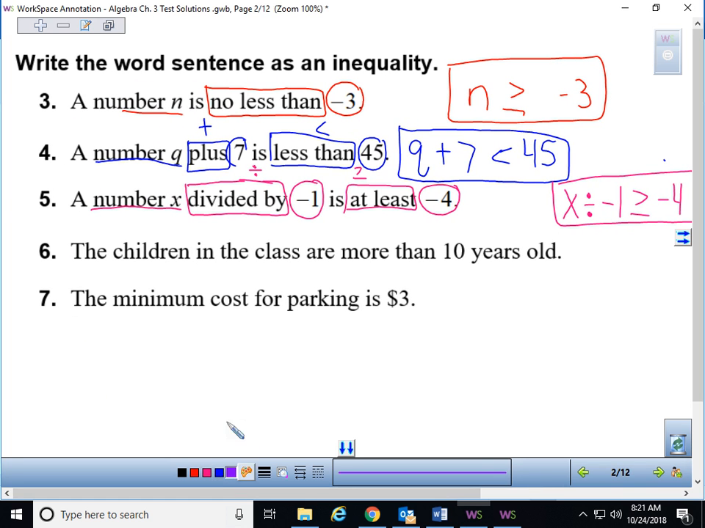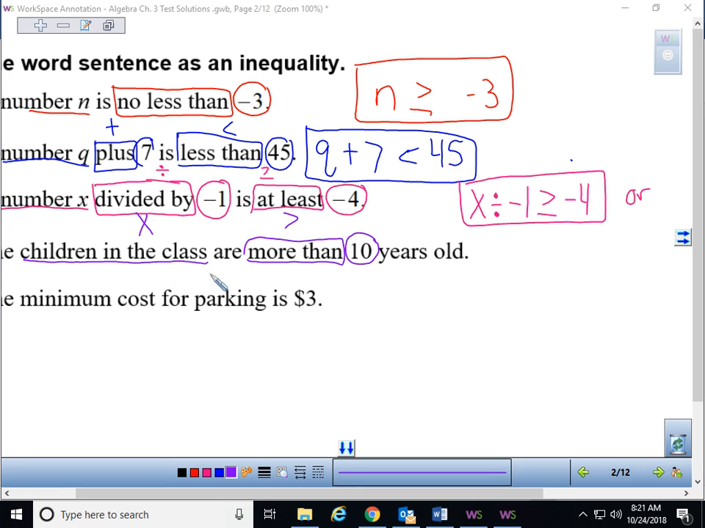Okay, number 6. The children in the class are more than, well, I know more than, that's just the greater than. It's more than what? More than 10. Now I'm missing something. It didn't tell me a variable right away, but I don't know how many children are in my class. So this phrase, children in the class, I don't know what that is. I'm going to represent what I don't know in math with a variable. And again, x is my favorite, so I'm just going to choose x. So when I translate this into math symbols, I have my unknown, the children in the class, x, are more than, or the symbol greater than, 10, or 10 years old.